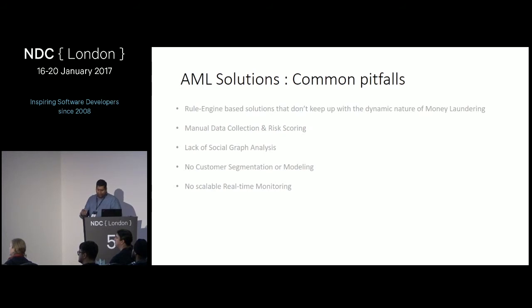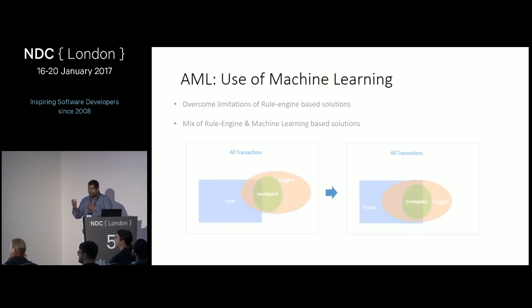So to enhance AML fraud detection, one of the approaches is to be able to use machine learning. Obviously, we're not saying throw away your rule engine-based approach. What we're saying is use a mix of rule engine as well as machine learning-based solutions. So the picture will help us understand this a little better as to what we're looking to achieve.